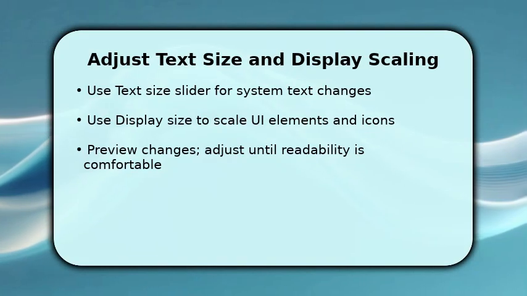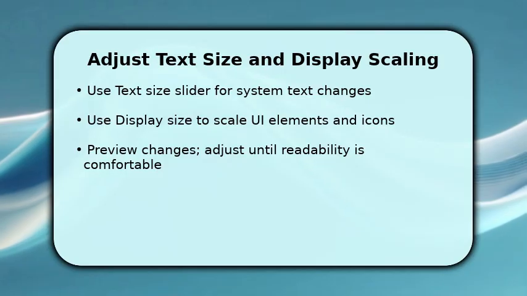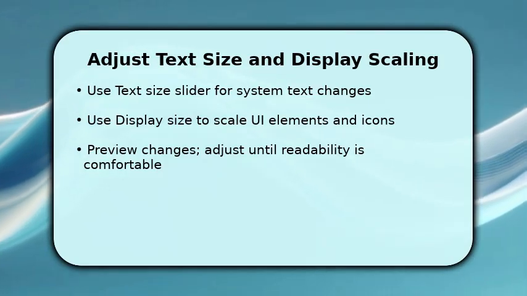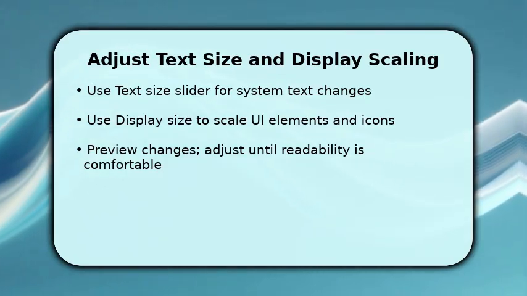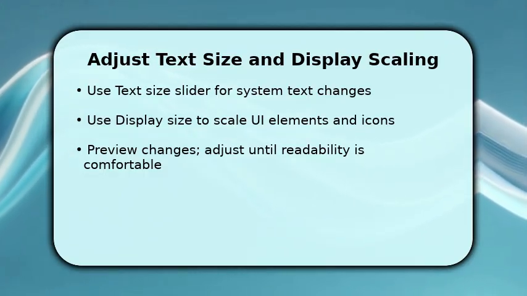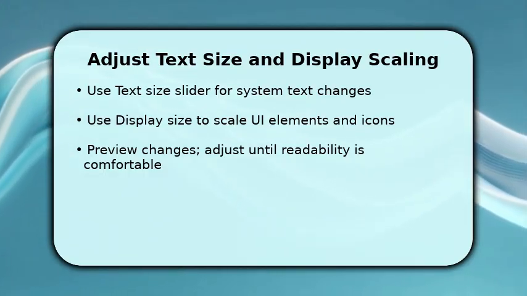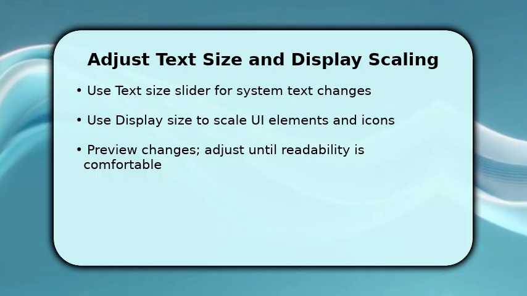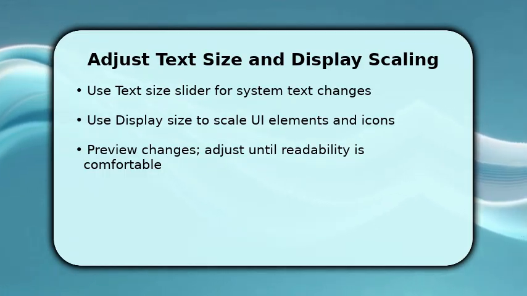You'll find a text size slider. Drag it slowly to increase or decrease system fonts so you can judge contrast and line breaks. Once adjusted, make sure to also open display size to scale UI elements, which prevents controls from overlapping when text grows. If your phone supports a preview, use it to test common screens like messages and settings.